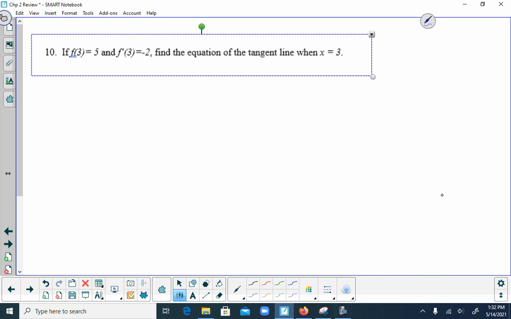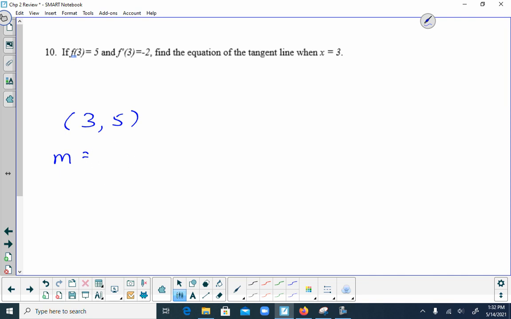The next question is asking you, if f of 3 is equal to 5, all that means is my x is equal to 3, my y is equal to 5. And the derivative at 3, in other words my slope, is equal to... no, my slope at 3 is equal to -2. Find the equation of the tangent line. So they gave me a point, they gave me the slope. I should be able to put in point-slope form and find the equation of that tangent line. So when I do that, I'm going to have y = -2x + 6 + 5, which is -2x + 11. And that's the equation of my tangent line.